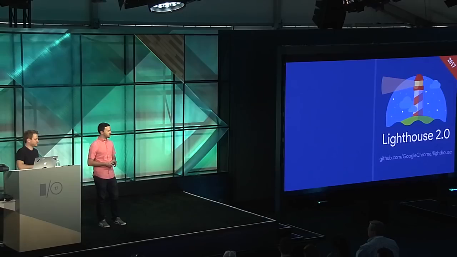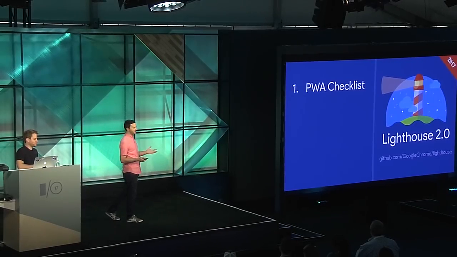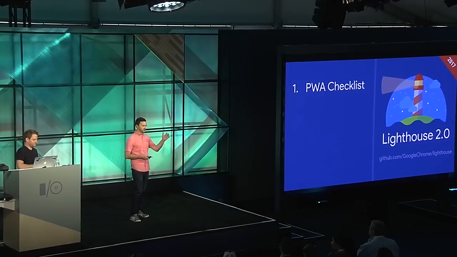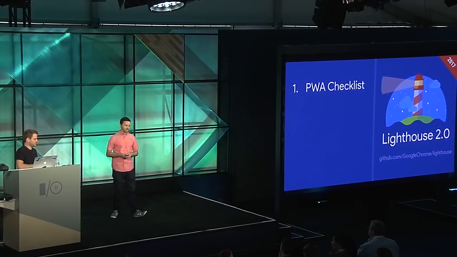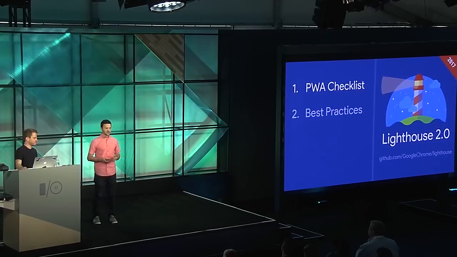So a year later, the open source project is still open source, but we have a bunch of new stuff in Lighthouse. So we still have the progressive web app checks. Lighthouse will just go through your site, and we'll demo it in a little second, and tell you what you need to do to be a progressive web app. But we have a ton of other stuff.